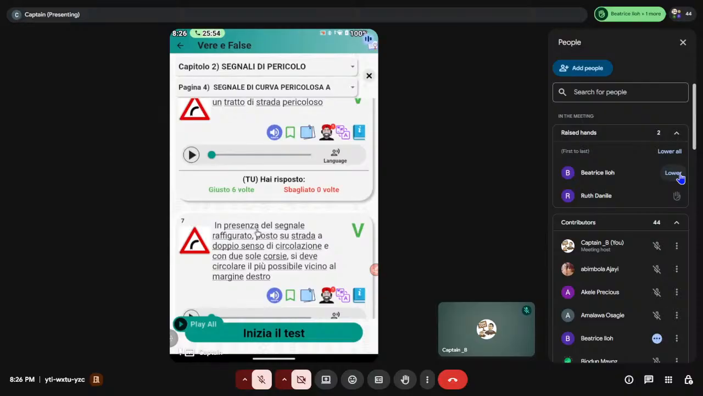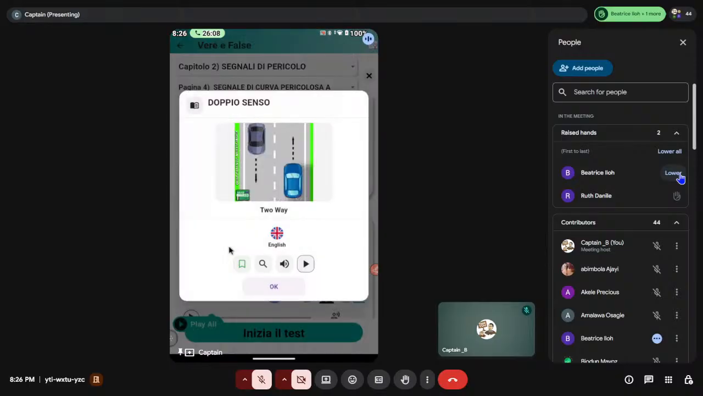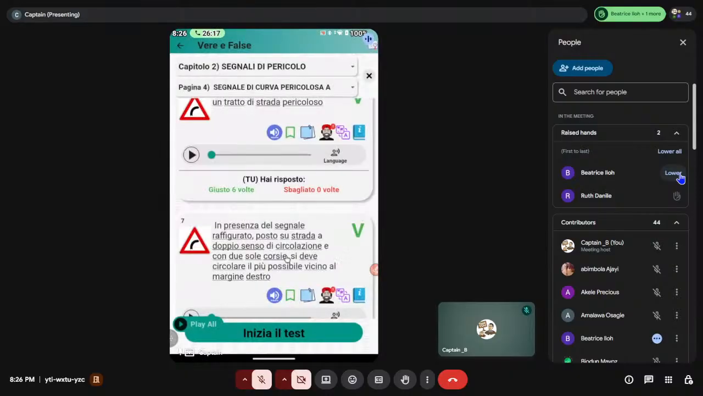Now listen, you see, in the presence of this sign that is referring to posto su strada a doppio senso. If this sign is found on a road that is two-way circulation, circolazione con due sole corsie. Due sole corsie, let me show you, doppio senso. This is it here. This road is a curve, and you only have 1 lane and 2 lanes. So now, it said, si deve circolare più possibile vicino al margine destro.